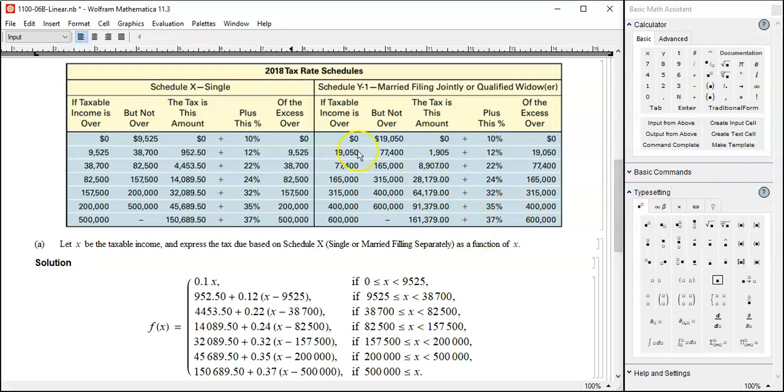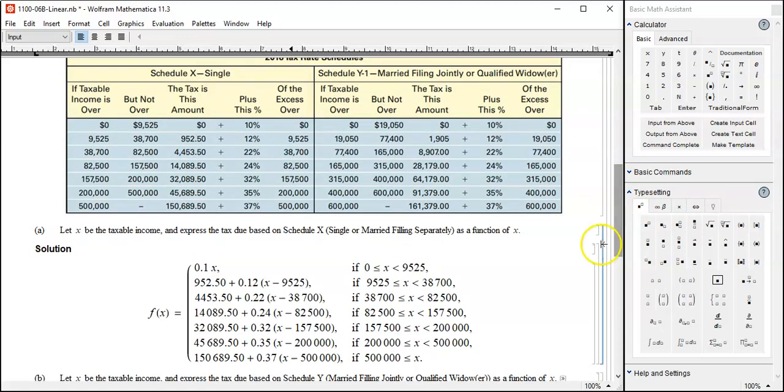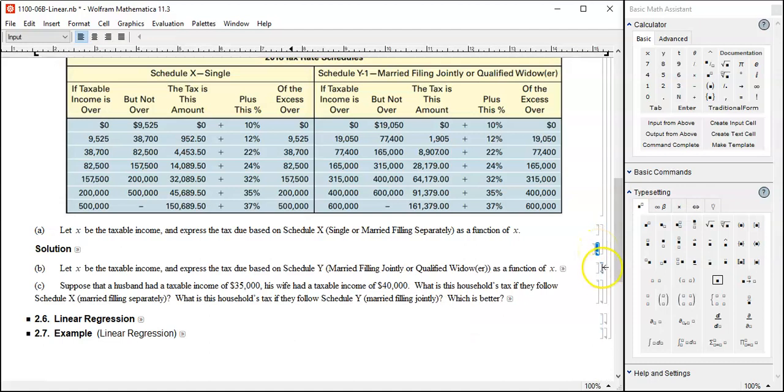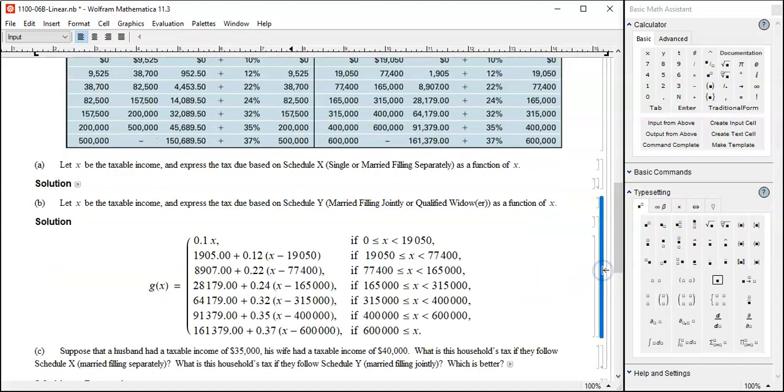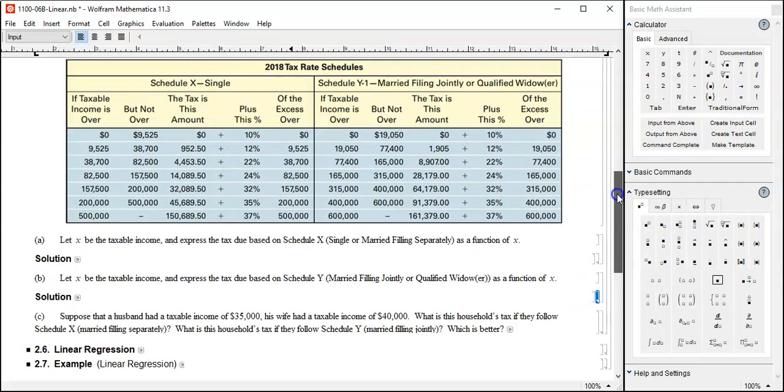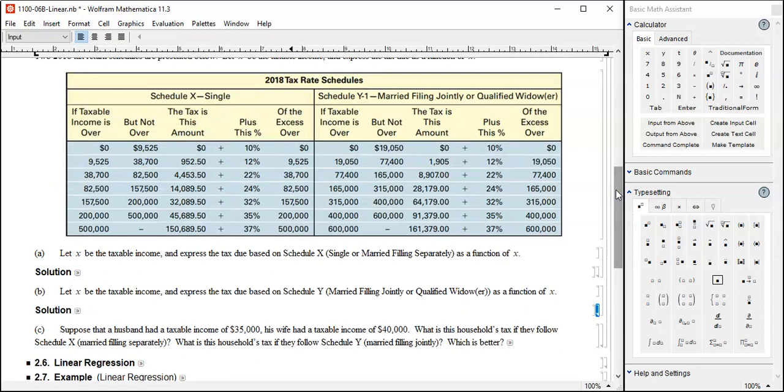Now, it is your job to do the same thing for married filing jointly. We have these intervals here, or tax brackets, and then the tax rates. These are the slopes. And then you can use the slope point equation of a line for each interval, and then you can get the piecewise defined model here like this, piecewise linear model. If you do it right, you're going to get something like this. And then you're going to be ready to answer problem C.